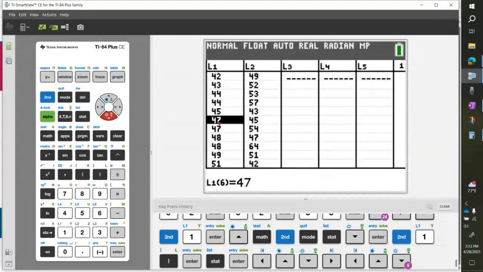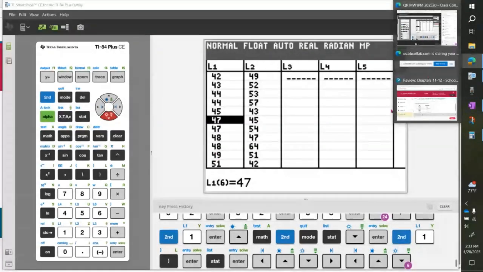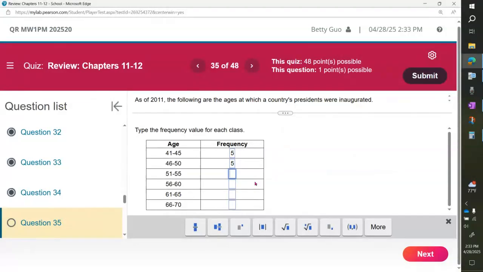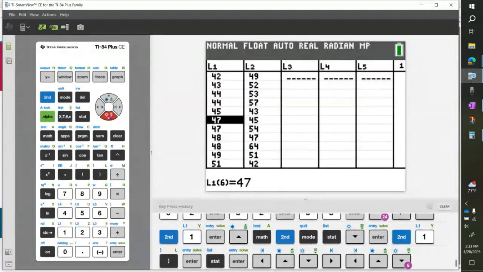This one, 1, 2, 3, 4, 5, right? 5 of them are in the second class. Yeah, this is a lot faster than just looking at that. How many of them are between 51 and 55?